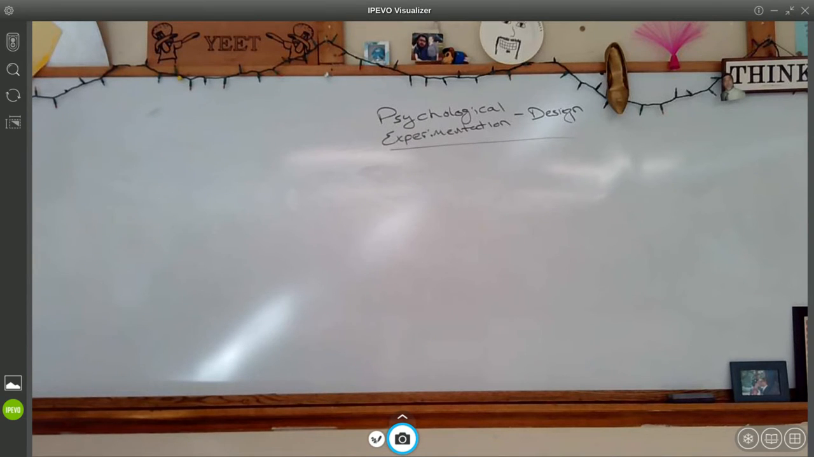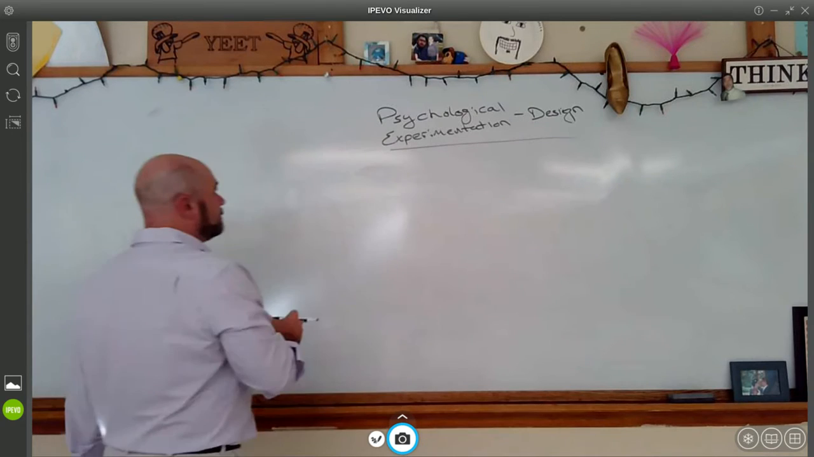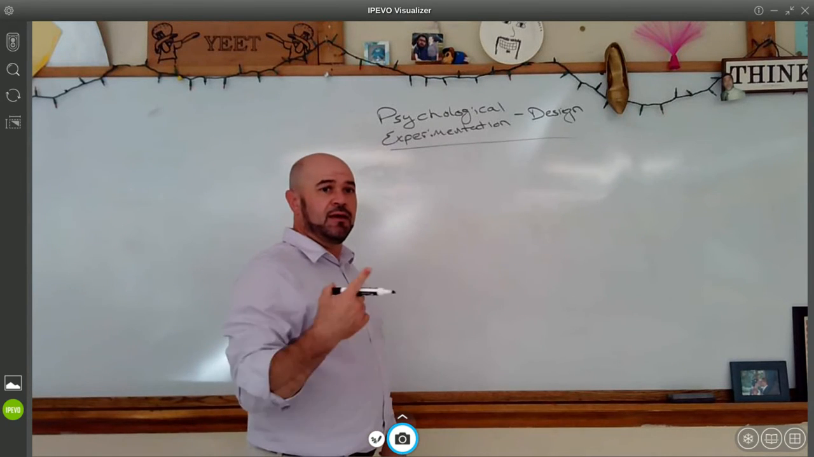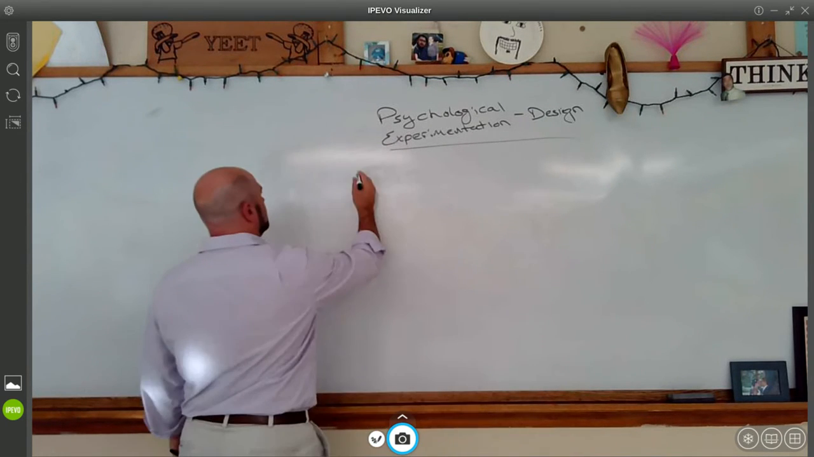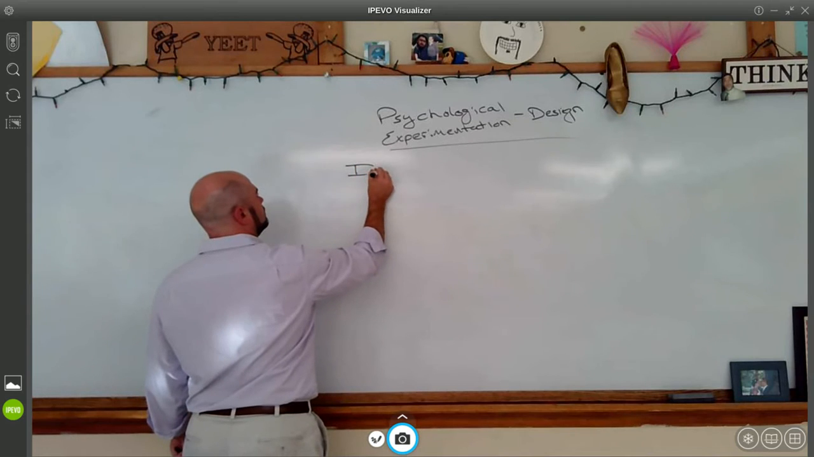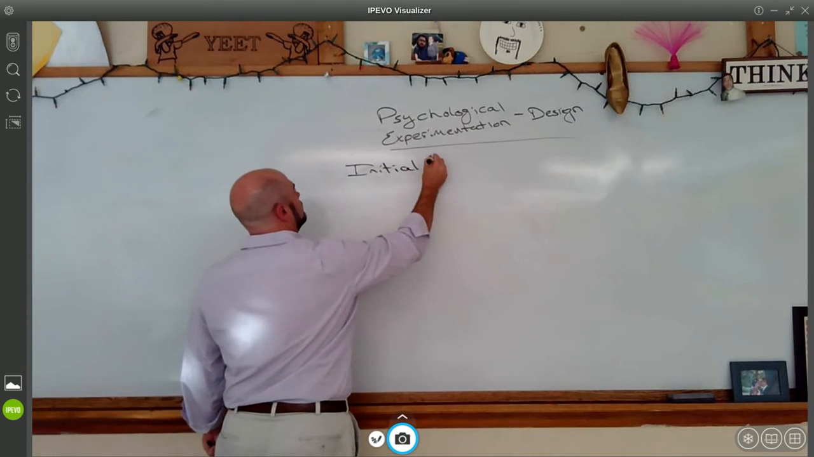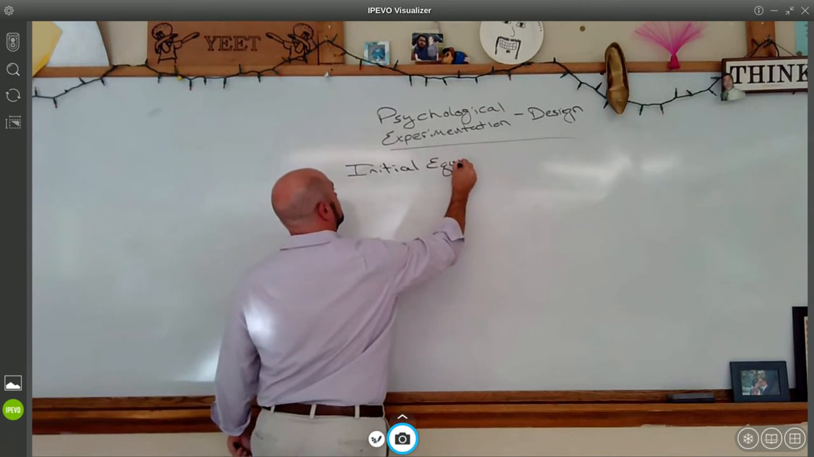The first place that we need to start is when picking people to participate in a psychological experiment, you have to have initial equivalence.